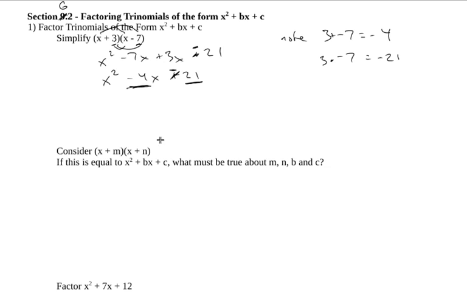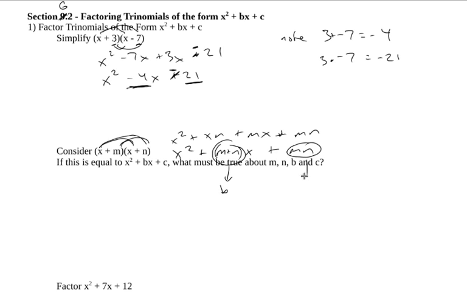And if we did this in general, if I did x times x, this would be x squared. I would get x times n. I get m times x, that's this one right here, and then m times n. These two, in general, are like terms, so you'd combine them together. This would be m plus n times x. This right here is b. This right here is c, when we're saying x squared plus bx plus c.